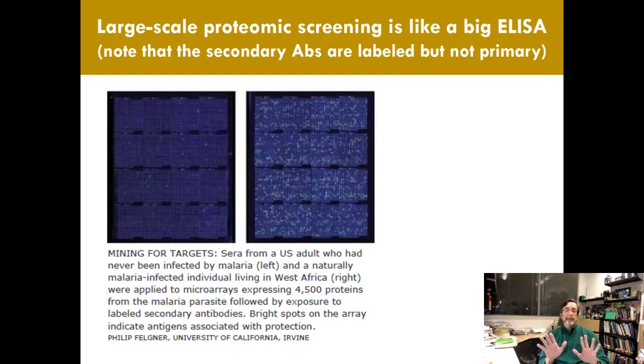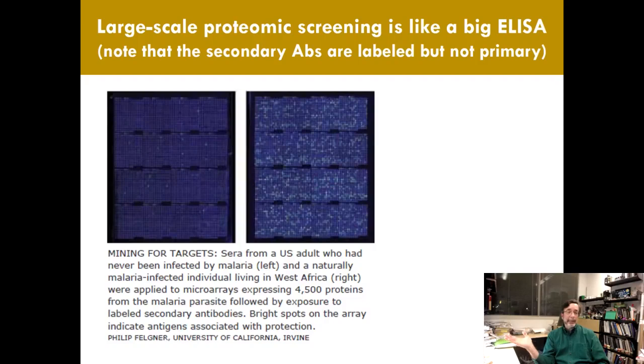So what's immobilized here? They have 4,500 different proteins from the malaria parasite immobilized on this grid. They know exactly where each protein is. So when you put the serum over it, you will see it light up. It's like a big ELISA. And you'll see it light up at the spot where you have the antigen antibody binding, where you have that parasite protein present. And you can see on the left, you have somebody who's never been infected by malaria.